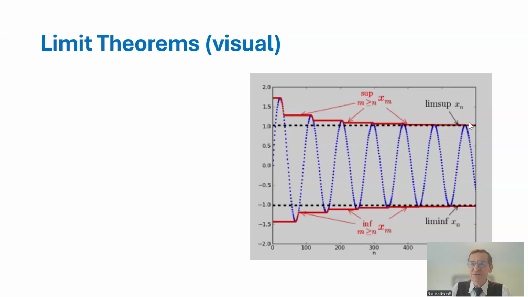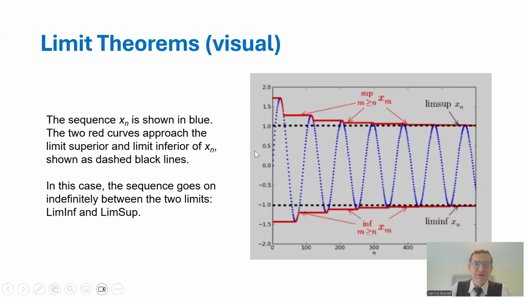And that's where xn just keeps on going and going, and these are becoming the limits of this series. So the sequence xn, which is the blue wavy line, is approaching the 2 curves from above and below. And so they're called limit superior and limit inferior, and the abbreviation is lim sup or lim inf. So in this case, the sequence goes on indefinitely between 2 limits. And so that's what a limit theorem is, describing in terms of limits some sort of series which gets closer and closer to certain limits.